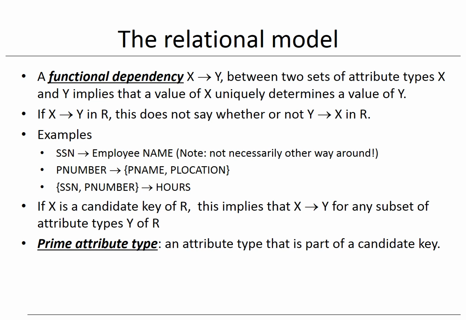A project number uniquely determines a project name and a project location. Project name and project location are thus functionally dependent upon project number. The number of hours an employee worked on a project is functionally dependent upon both the social security number and the project number. Note that if X is a candidate key of R, this implies that Y is functionally dependent on X for any subset of attributes Y of R. A prime attribute type is an attribute type that is part of a candidate key.